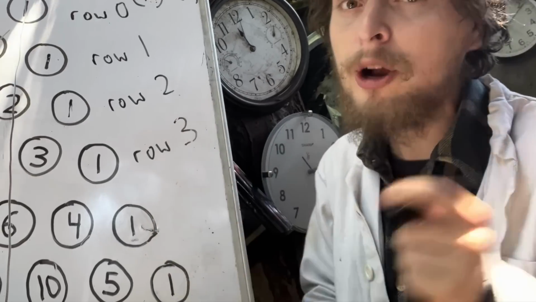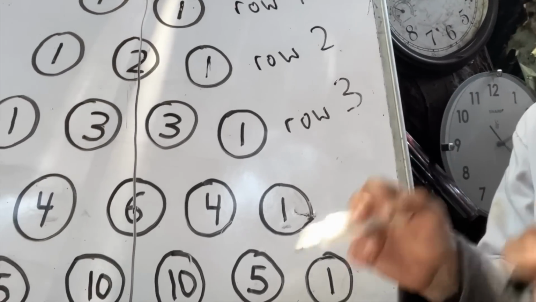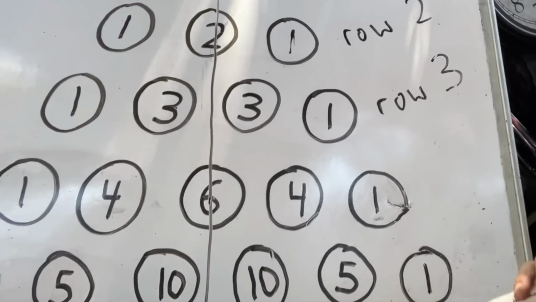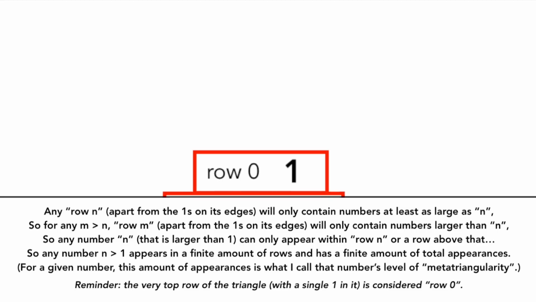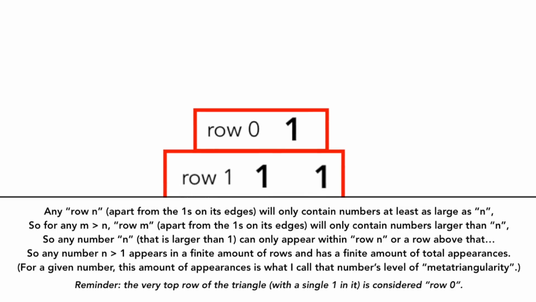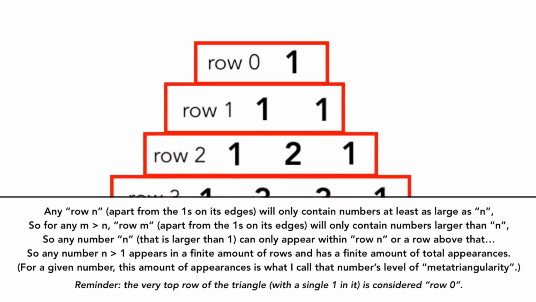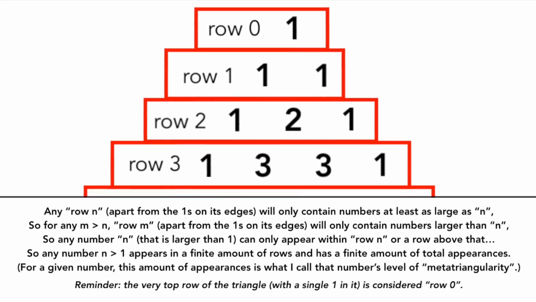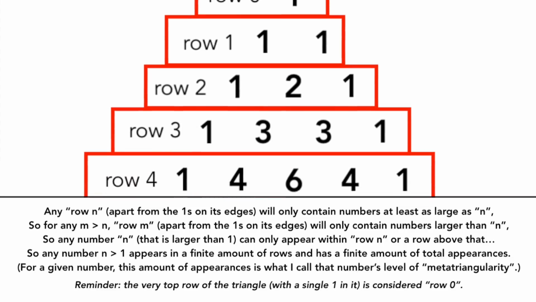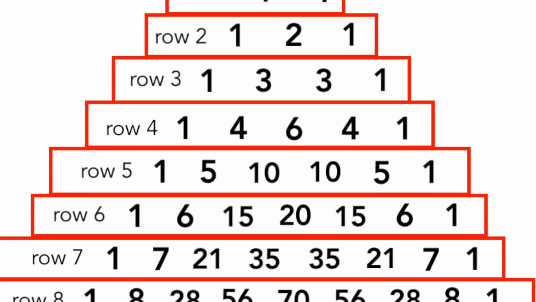And each number apart from 1 will have some finite amount of times that it appears, because a number n cannot appear beyond row n. Apart from the number 1, which will be on the ends of any row n, anything else within a row n will be numbers n or larger.